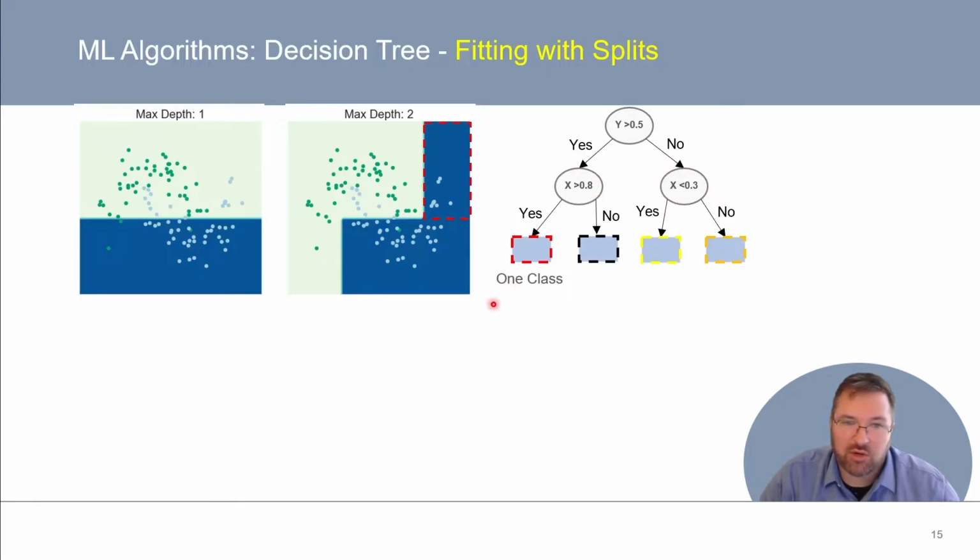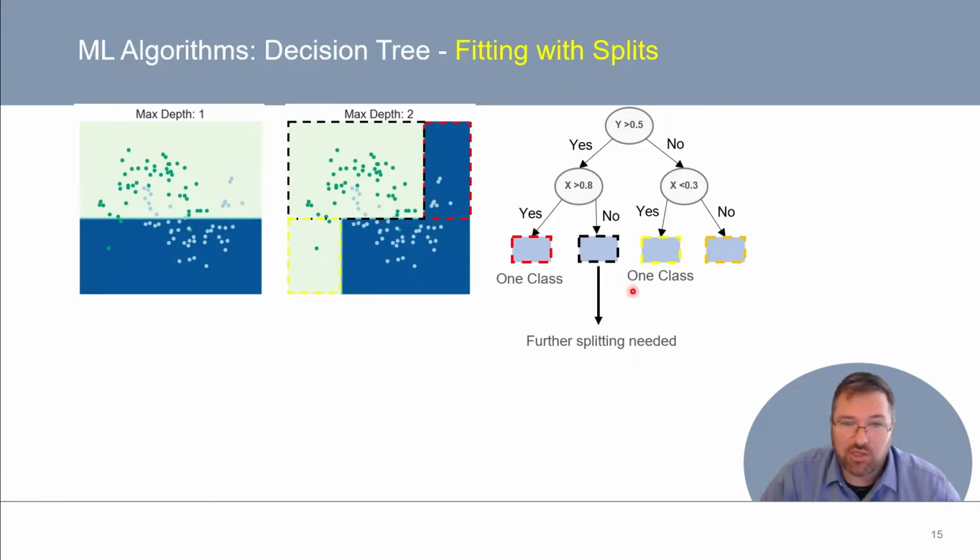So now this node, denoted by the red dashed box, has only instances with class blue in it. Thus, this automatically becomes a leaf node, and we're done with this branch. But this node, denoted by the black dashed box, still has a mix of the 2 classes, so we most likely want to continue splitting this branch.